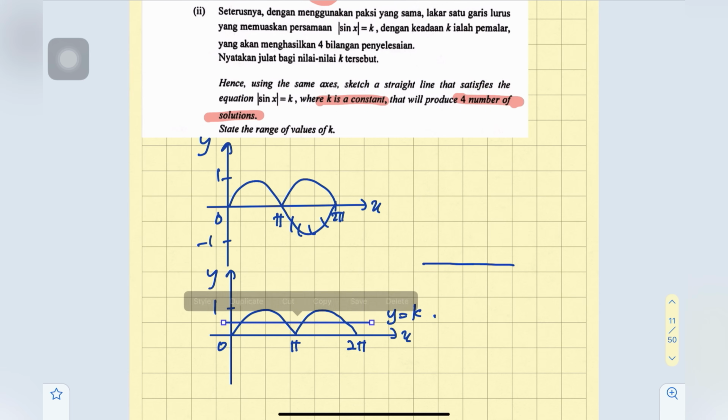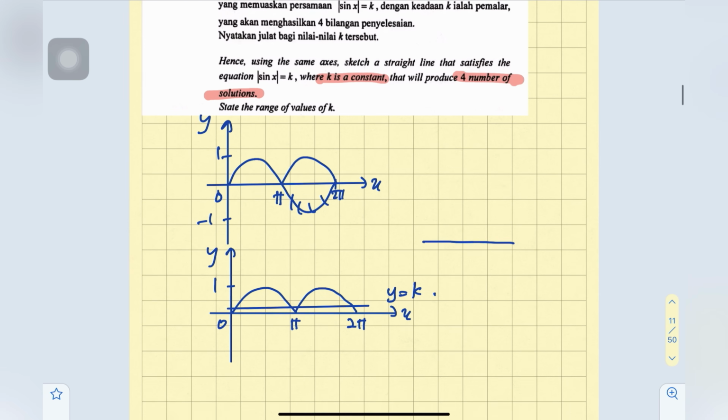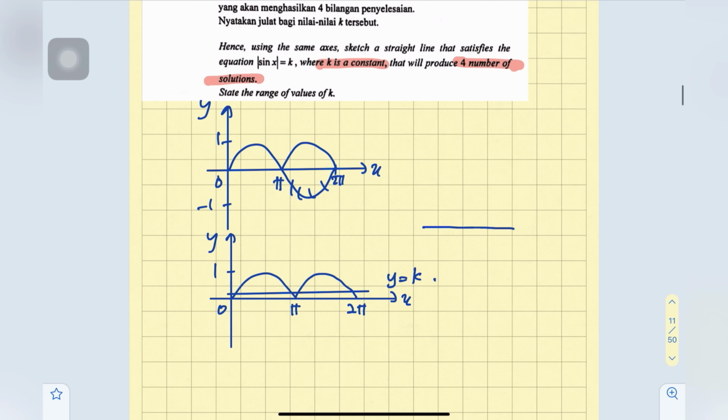Dia boleh naik, boleh turun. Tapi dia mesti okay, the range of values of k ni mesti between 0 and 1 je lah. So k ni between 0 and 1. Tak ada equal sign. Sebab kalau k 0 nanti solution dia 3 solution. Kalau k 1 solution dia 2 solution. So mesti between 0 and 1.